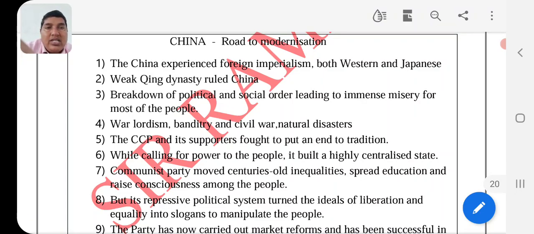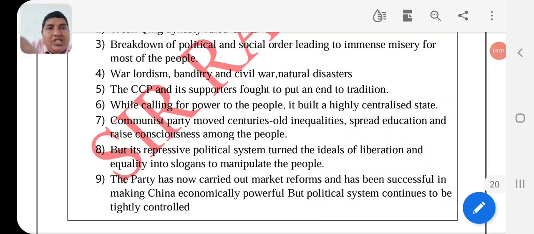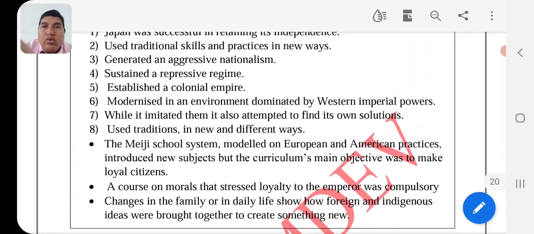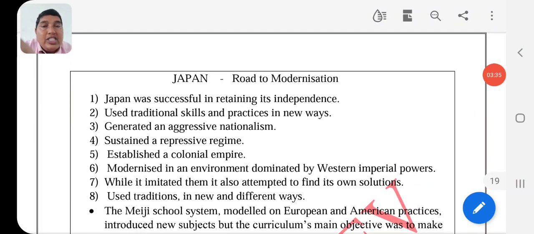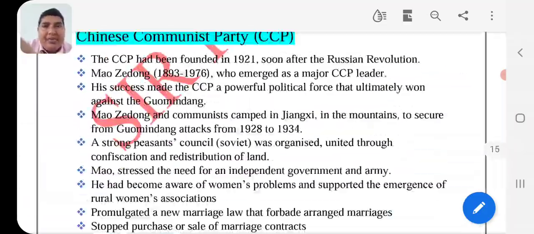The Communist Party removed centuries-old inequalities, spread education and raised literacy among the people. But the repressive political system turned the ideas of liberalization and equality into slogans to manipulate the people. The party has now carried out market reform and has been successful in making China economically powerful, but the political system continues to be tightly controlled. This time we have discussed both paths of modernization, adopted especially in Japan and in China. Now we move on to a quick summary of this chapter.